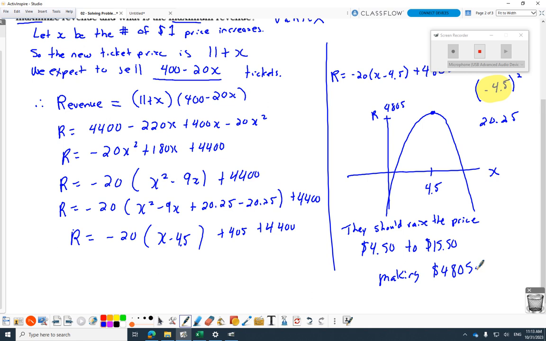Do you need more time here? $4.50 to $15.50. Because it was already 11, they're raising it by $4.50. And they'll make $4,805. It's going to be close.